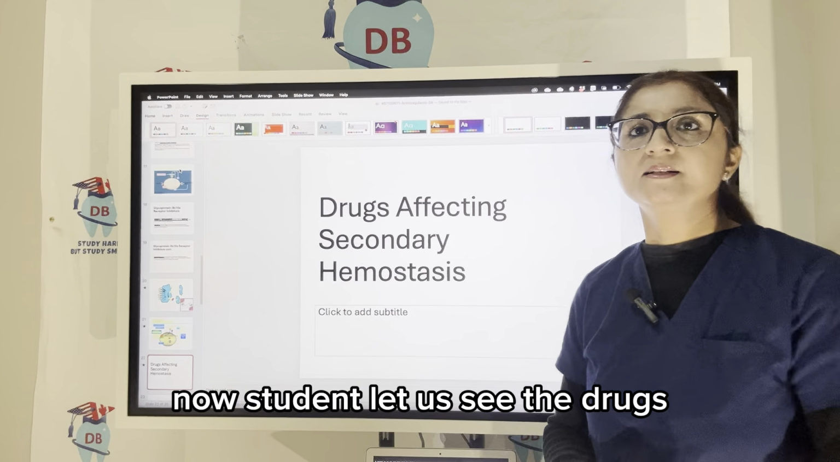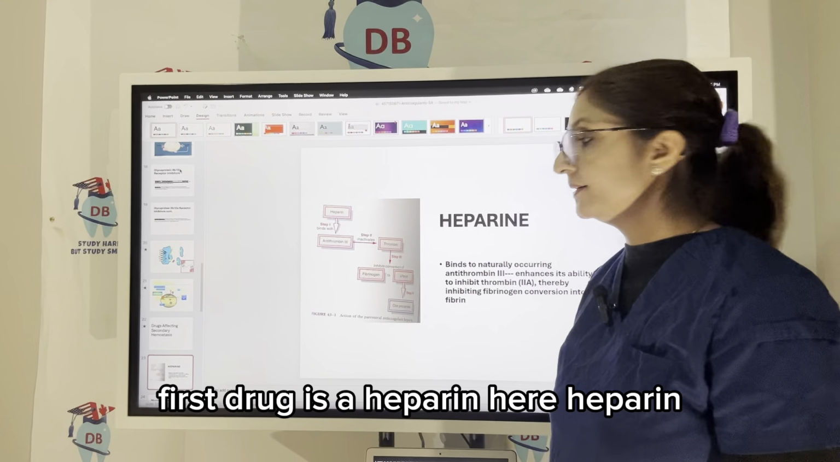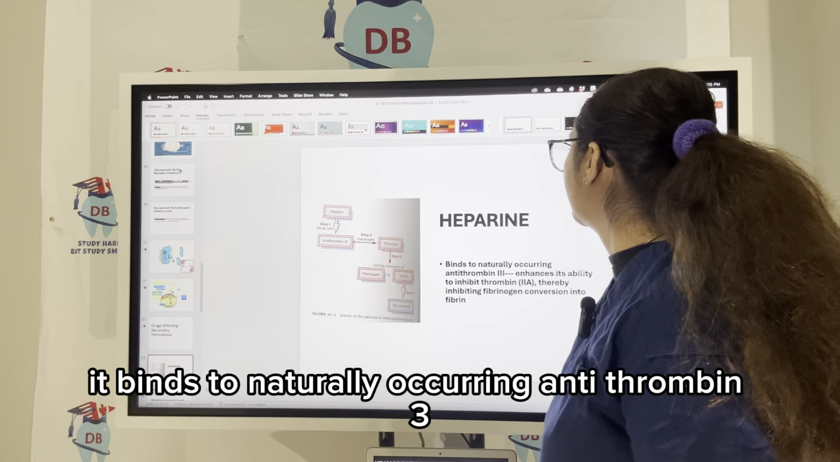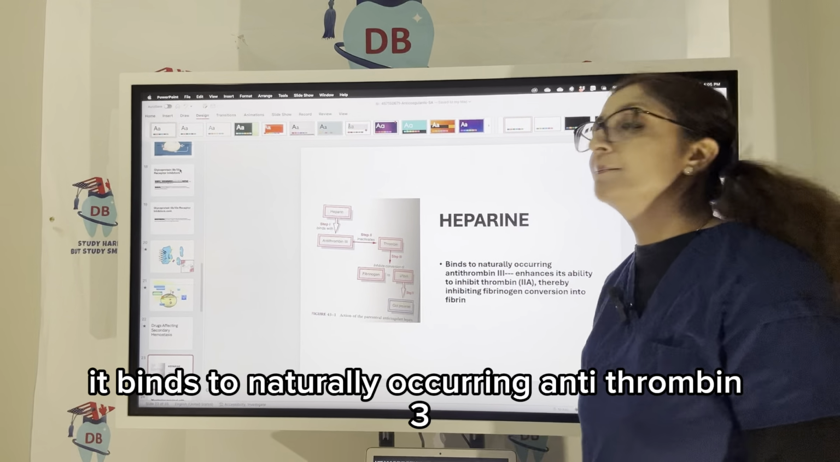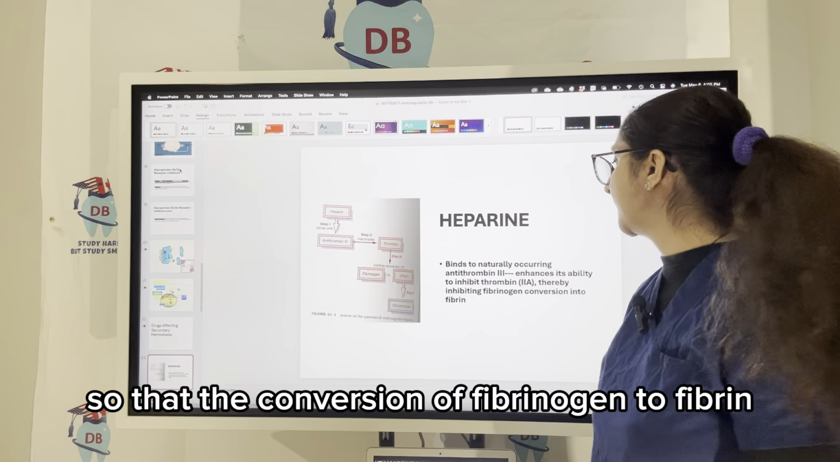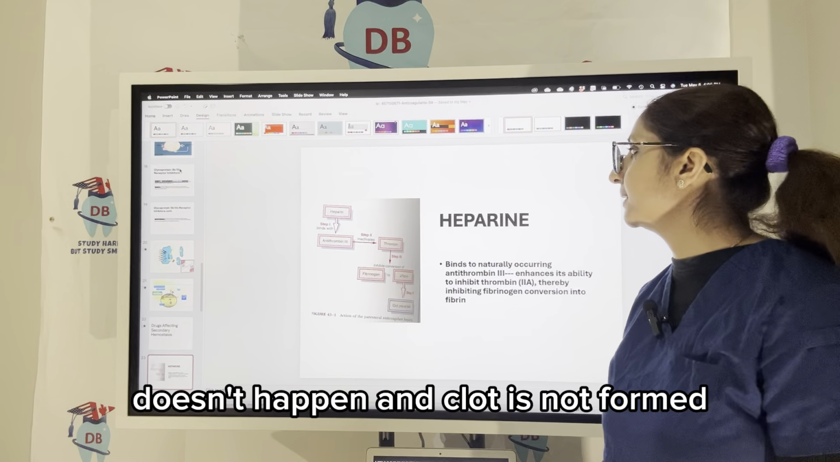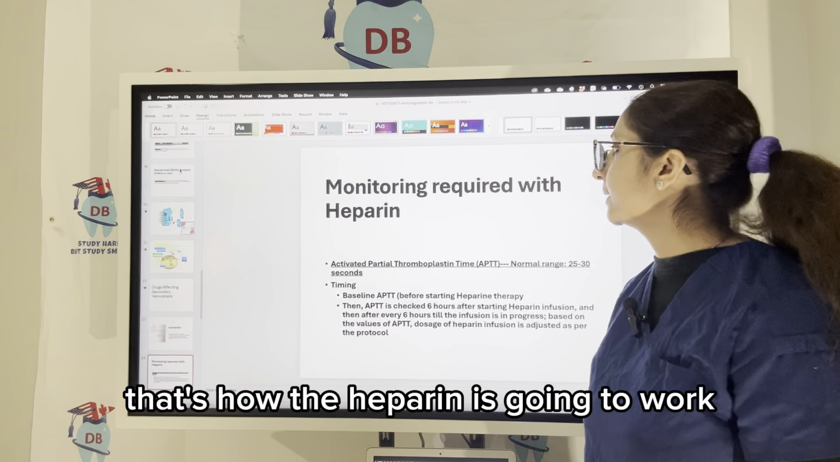Now students, let us see the drugs which are affecting the secondary hemostasis. First drug is heparin. Heparin binds to naturally occurring antithrombin 3, as I told you, that will inhibit the thrombin so that the conversion of fibrinogen to fibrin doesn't happen and clot is not formed. That's how heparin is going to work.